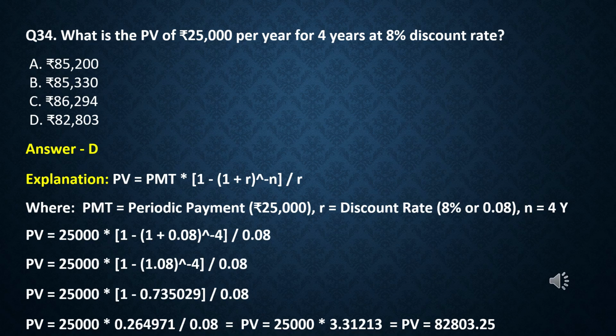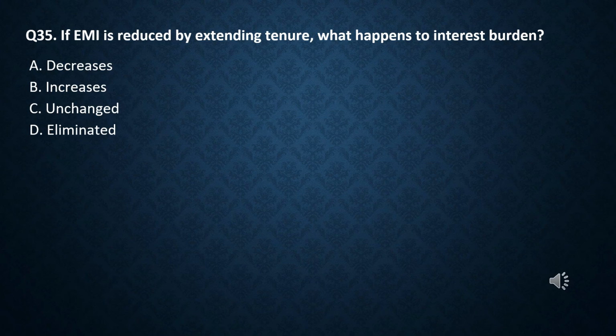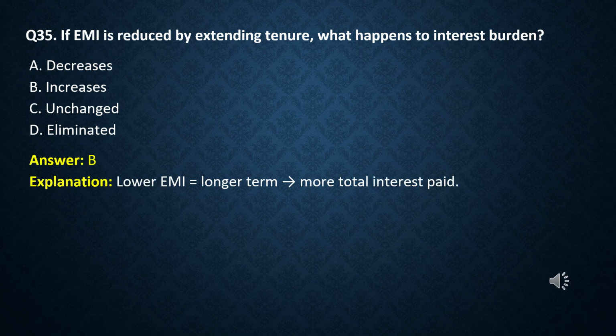Next question. If EMI is reduced by extending tenure, what happens to interest burden? Option A decreases, option B increases, option C unchanged and option D eliminated. Correct answer is option B increases. Lower EMI means longer term, so more total interest should be paid.